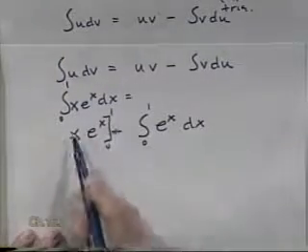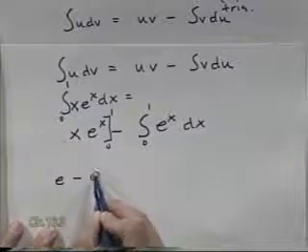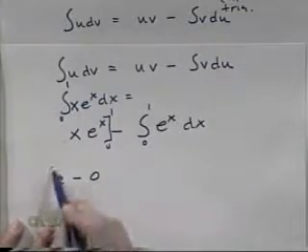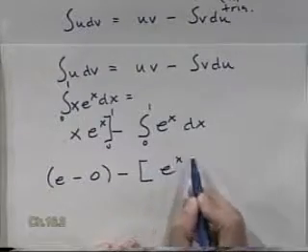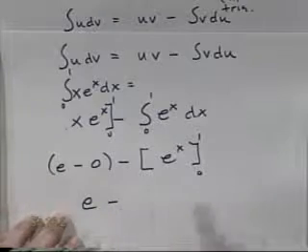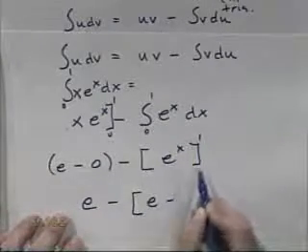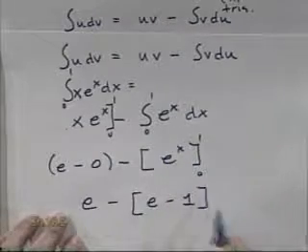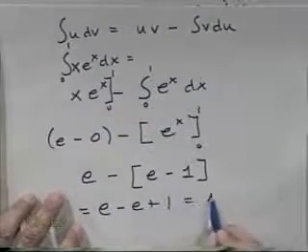So here, plugging in a 1, I get 1 times e to the first minus 0 times e to the 0. 0 times anything is 0. Minus, and the integral of e to the x is e to the x, and we're going from 0 to 1. So I have e minus e to the first, which is e, minus e to the 0, which is 1, which looks like e minus e plus 1, which gives me 1.